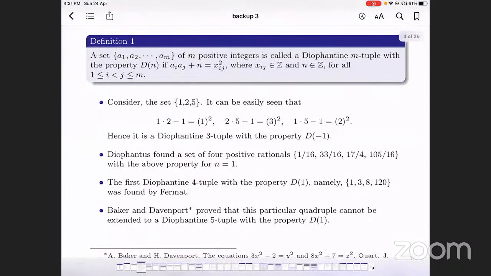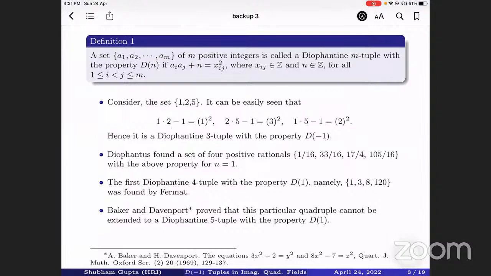Now one can see that 1 times 2 minus 1 is equal to 1 squared, which is a square. And similarly for the other pairs. So this set is a Diophantine triple with the property D(-1). Diophantus found a set of 4 rationals satisfying the above property for n equal to 1. The first Diophantine 4-tuple in integers was found by Fermat.